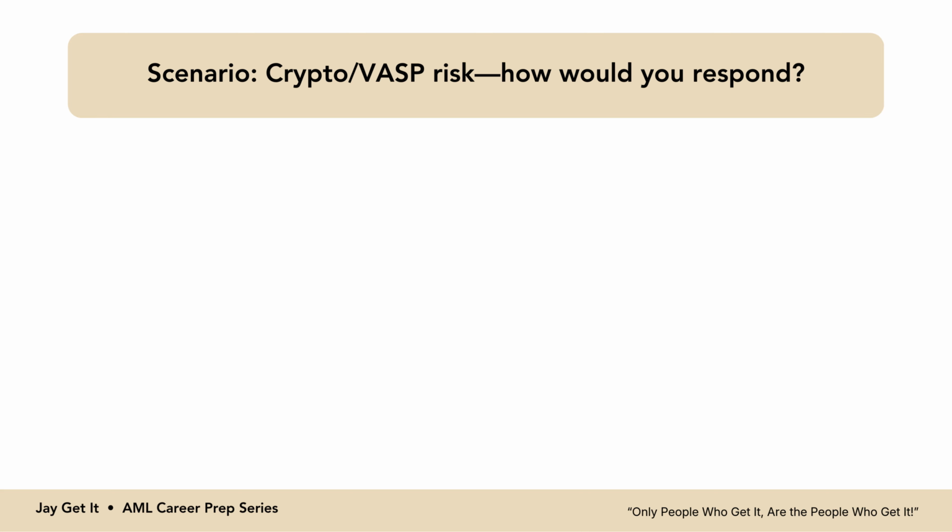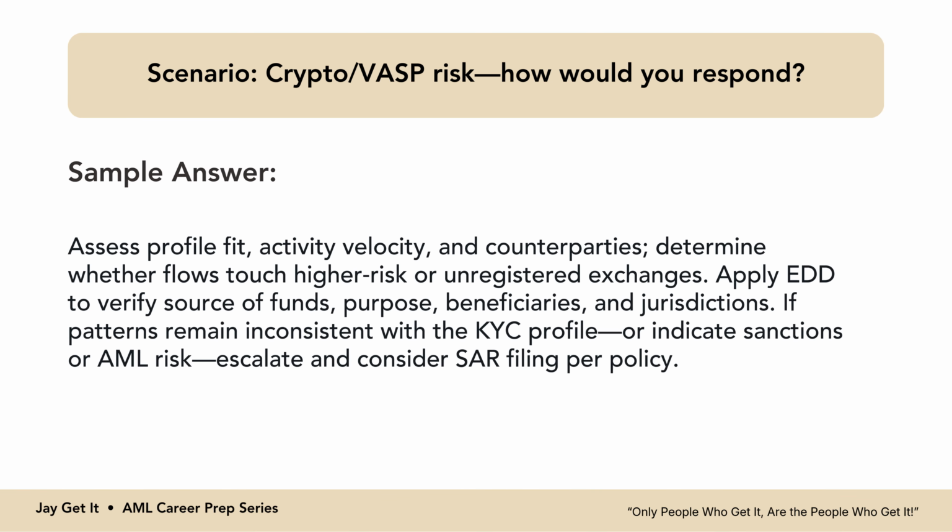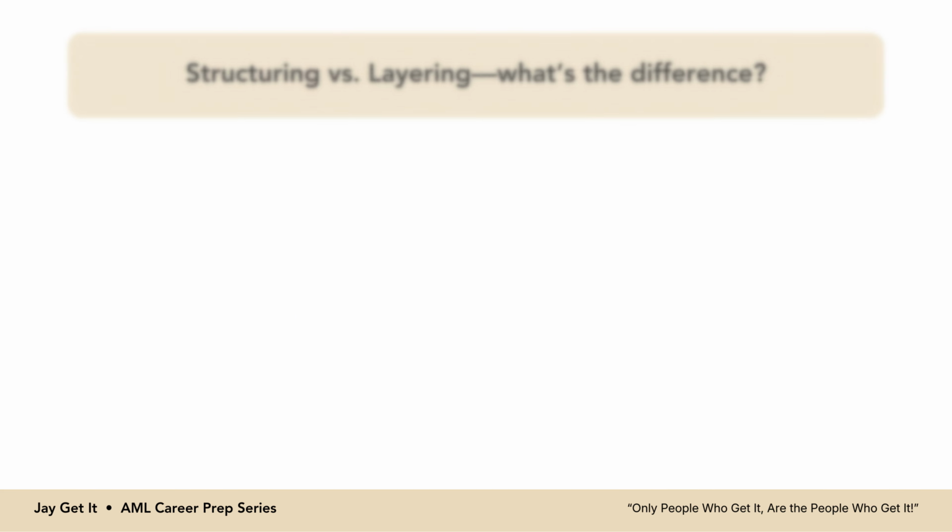Question number 7. Scenario, crypto and VASP risk. How would you respond? Sample answer. Assess profile fit, activity velocity, and counterparties. Determine whether flows touch higher-risk or unregistered exchanges. Apply ED to verify source of funds, purpose, beneficiaries, and jurisdictions. If patterns remain inconsistent with the KYC profile, or indicate sanctions or AML risk, escalate and consider SAR filing per policy.